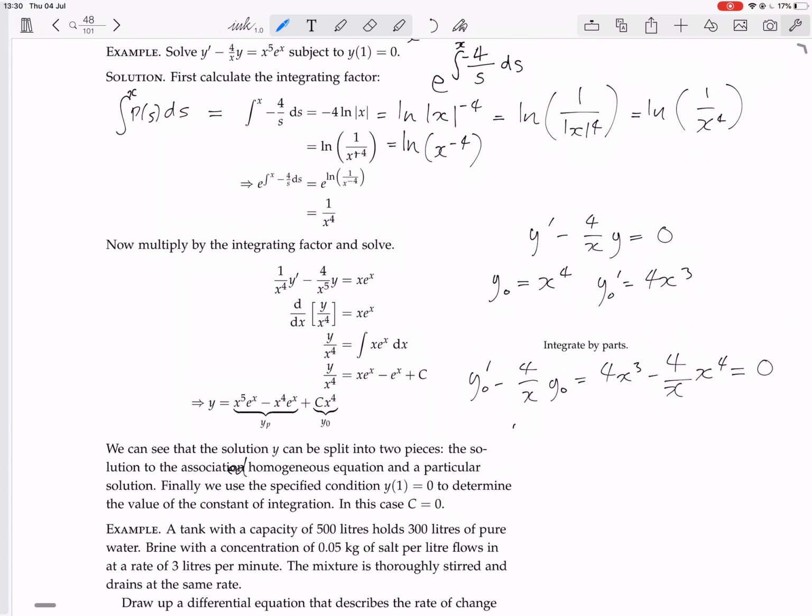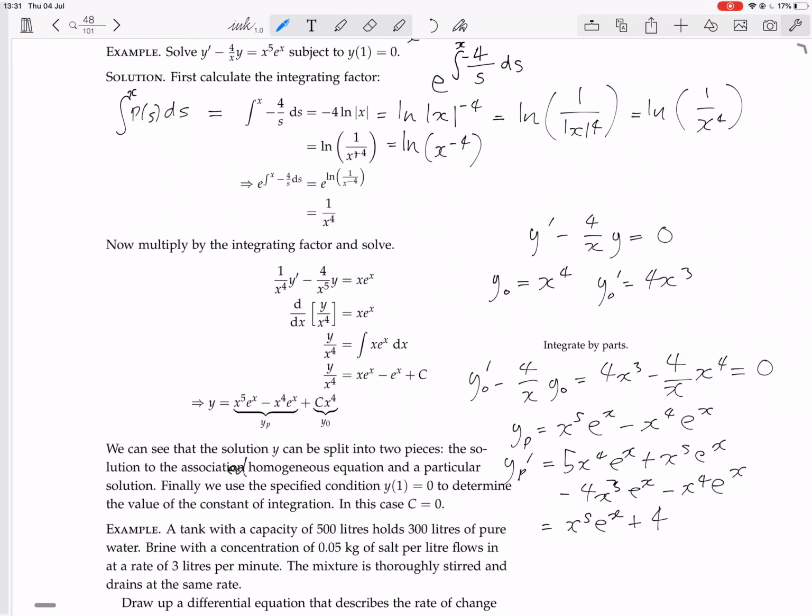Now the particular part was x to the 5 e to the x minus x to the 4 e to the x. So the derivative of that is 5x to the 4 e to the x plus x to the 5 e to the x minus 4x cubed e to the x minus x to the 4 e to the x. Okay, so that all comes to x to the 5 e to the x, then the terms with x to the 4: there's two of them, 5x to the 4 minus x to the 4, so 4x to the 4 e to the x, minus 4x cubed e to the x.